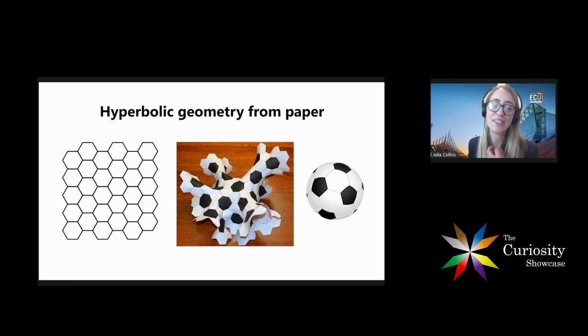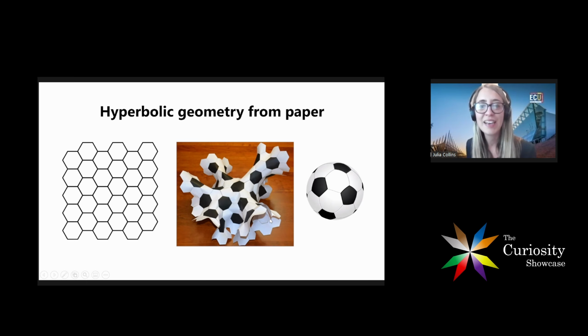So there's a few things that you can do with paper as well as knitting. You can create hyperbolic geometry from paper by inserting heptagons, or seven-sided shapes, into a regular hexagonal lattice, and this will create a hyperbolic surface as well.